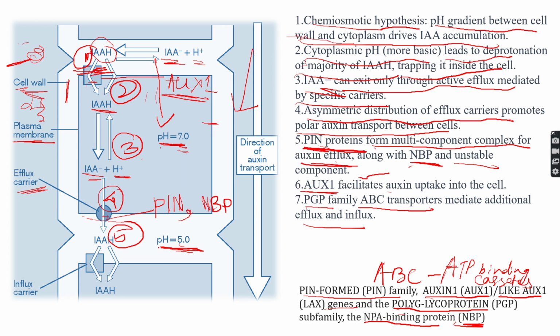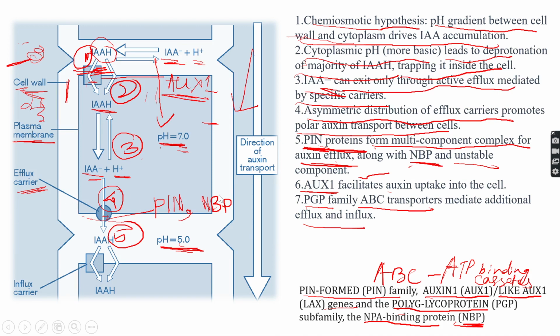It needs one efflux carrier, and that efflux carrier is actually responsible for the polar transport, as it is asymmetrically distributed throughout the cell membrane, and it is mostly present in the lower side of the cell. That's why the auxin is moving from up to down. And this efflux carrier protein is basically PIN and NBP. So this is all about the polar transport of auxin.